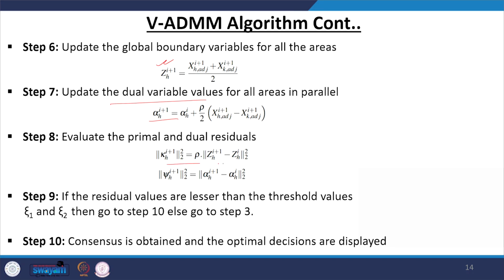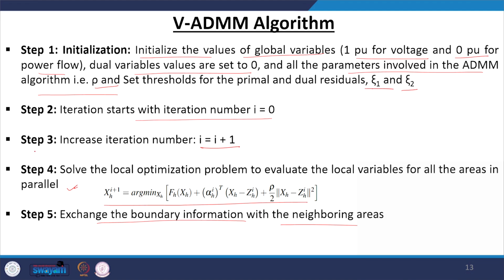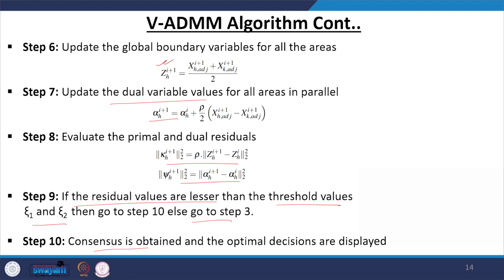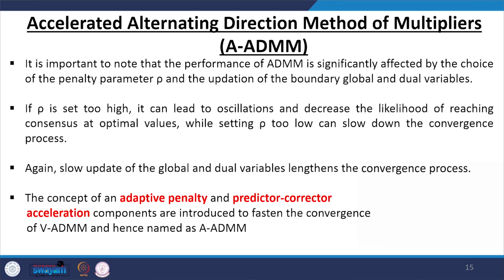Then evaluate the primal and dual residual for that particular area. And if these residuals are lesser than their threshold value or the tolerance value, then you got your consensus and your solutions are obtained. If it is not, then you go back to your step 3, update the iteration and continue this process again. Understand? So, this is the vanilla A-ADMM or you can say a traditional A-ADMM.